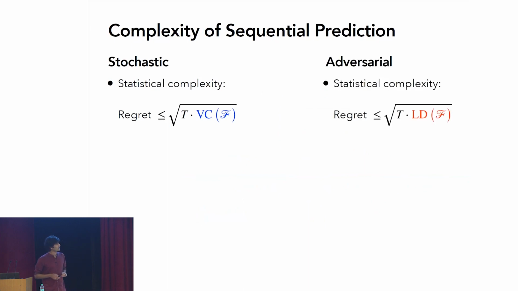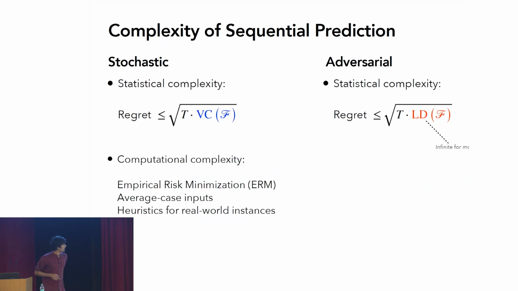The adversarial setting is also well understood in the sense that we know the characterization of the regret bound. This turns out to be another combinatorial quantity called the Littlestone dimension. Again, it's not super important what it is precisely, but for essentially any class you can think of, this number is infinity or really large. So it tells you that for any class, you can get only trivial regret bounds in the adversarial setting. You can also ask about the computational complexity of these problems.